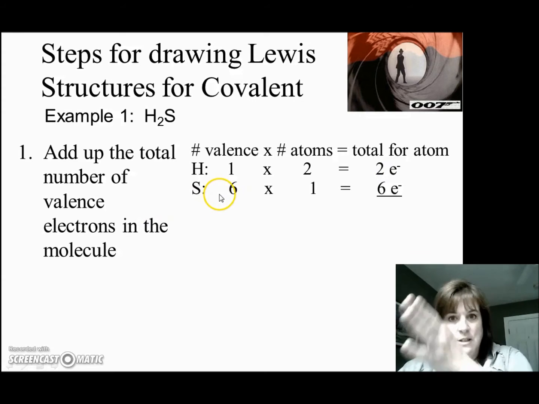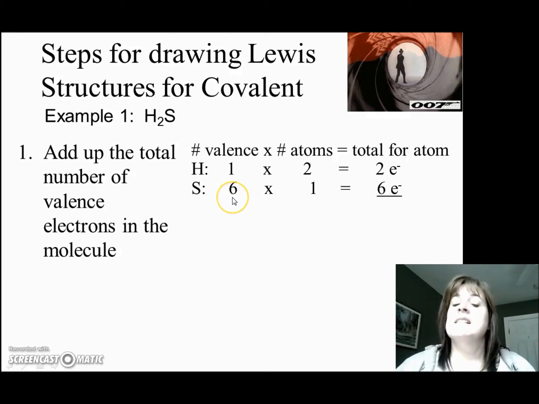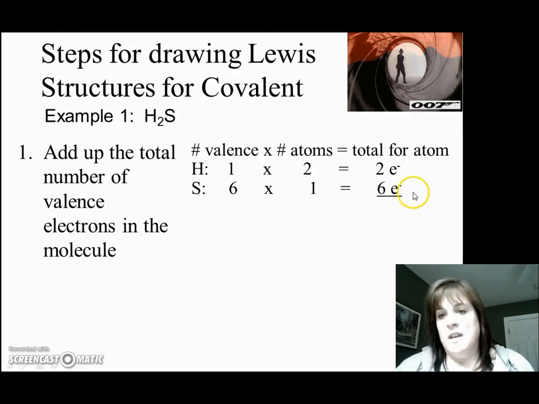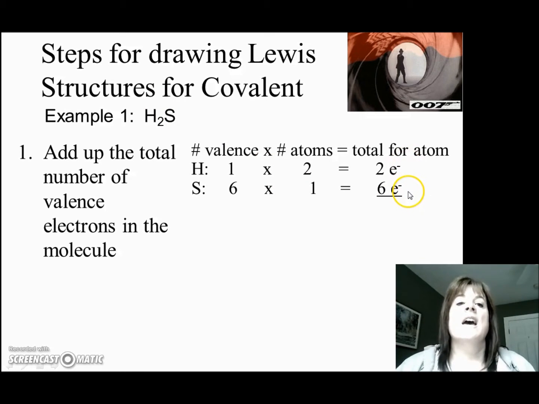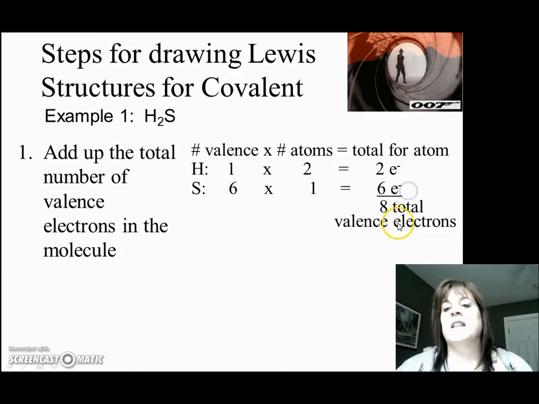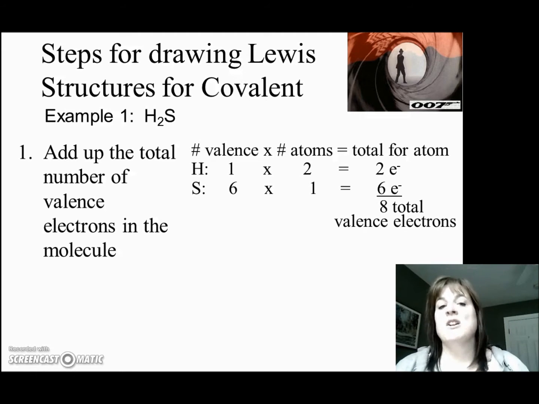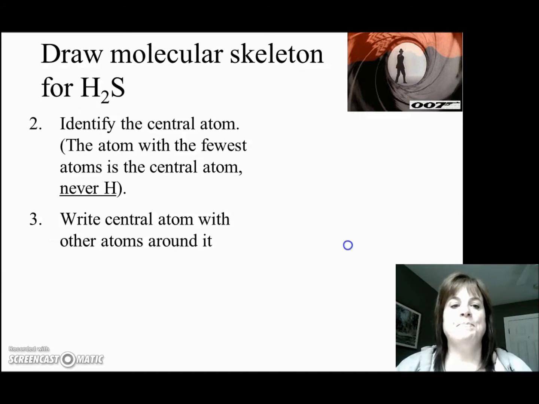Sulfur is on the right side. It has 6 valence electrons because it's in column 6. There's only 1 sulfur, so that means it contributes a total of 6. So now we add these together, and our total valence electrons in the molecule is 8. It's the magic number! All right, so first step, find out how many valence electrons there are total in your element by looking at the periodic table.